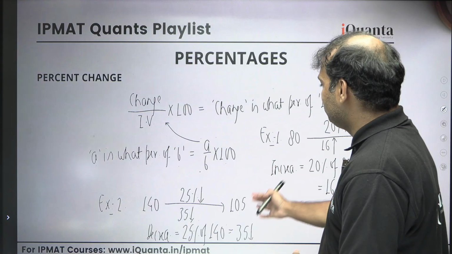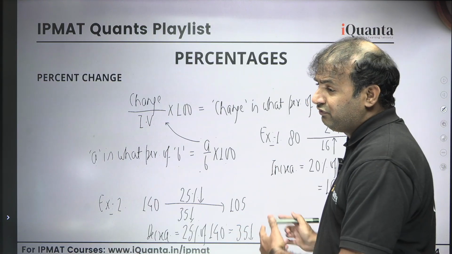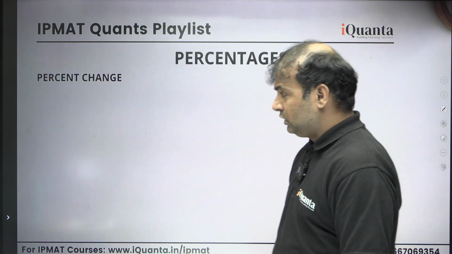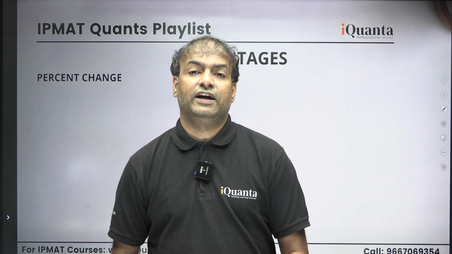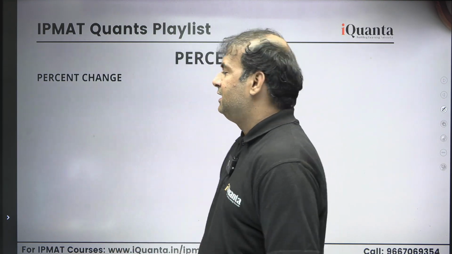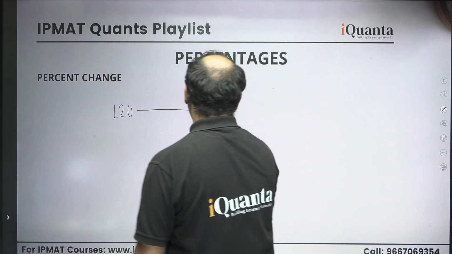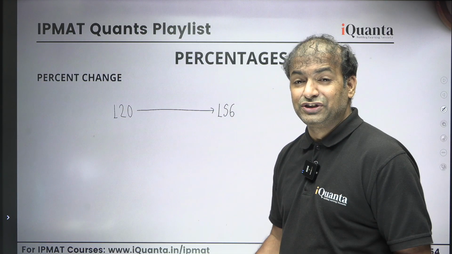Okay, so these are the two examples when the initial value is given and the percentage change is given, and we need to find the final value, right? Okay, now let's do another example in which we are given the initial value and final value, and now we have to find the percentage change. All right, let's say guys, we are given a value 120, and it has been increased to 156, right? Now we need to find the percentage change in this example.